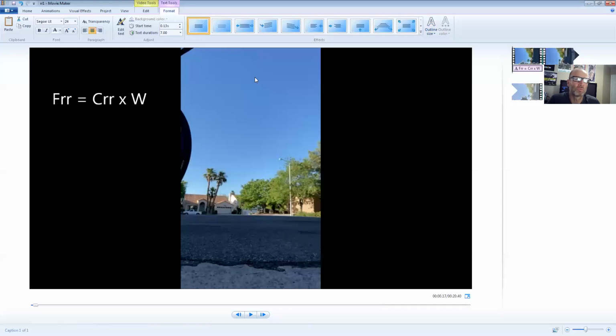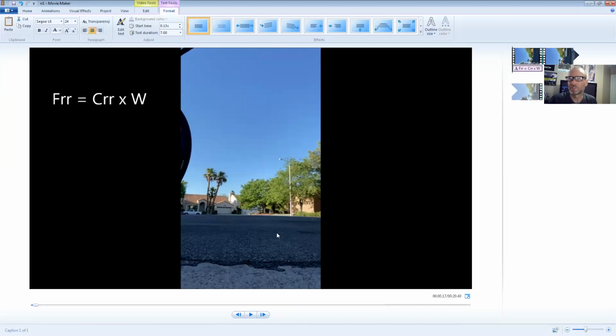So if we know the coefficient of rolling resistance, we multiply that times the weight of the bike rider system, right? And that gives us the force of the rolling resistance. Let me explain by using this video the concept of rolling resistance and factors that may influence rolling resistance.